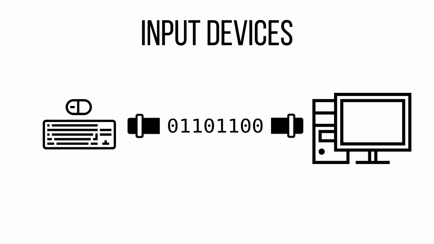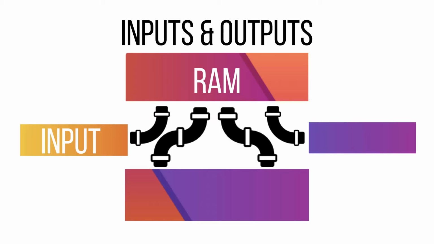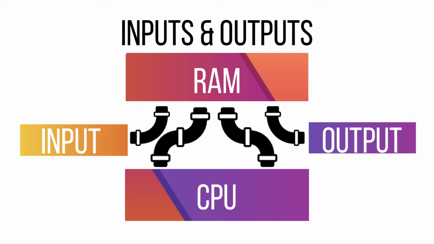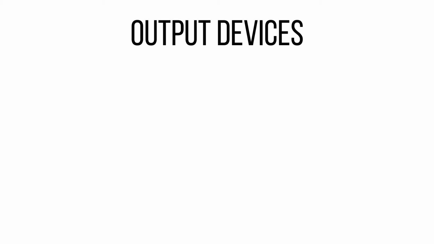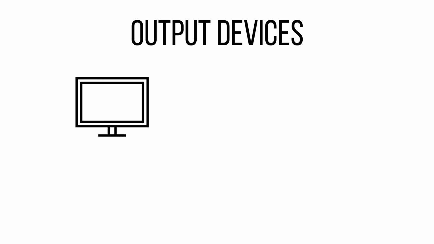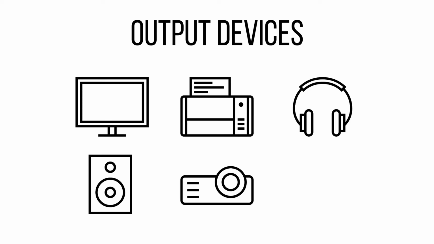So remember from our encryption video, the binary code is computer language in binary digits of zeros and ones. The memory stores this information, and the CPU calculates the information. From there, output devices receive information, converting it from binary to a physical output. So your output devices are your monitors, printers, headphones, speakers, projectors, and GPS, and so on.